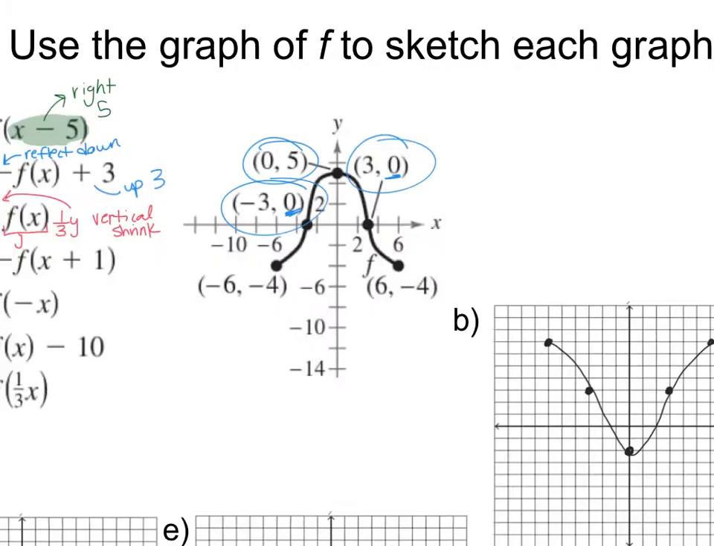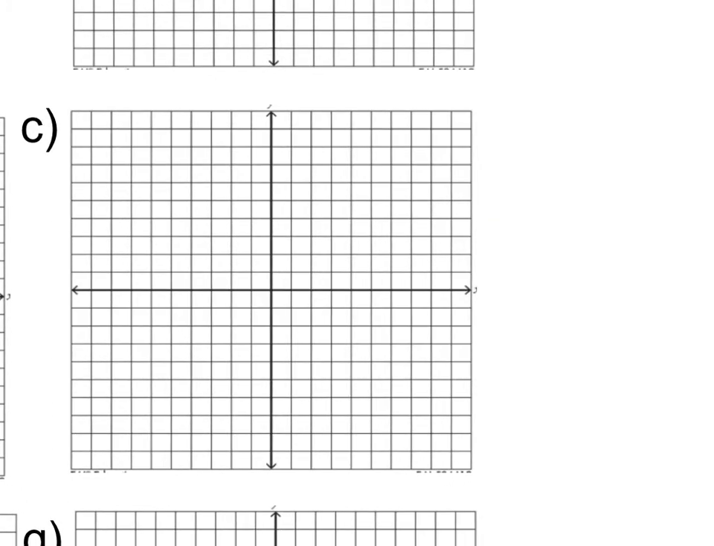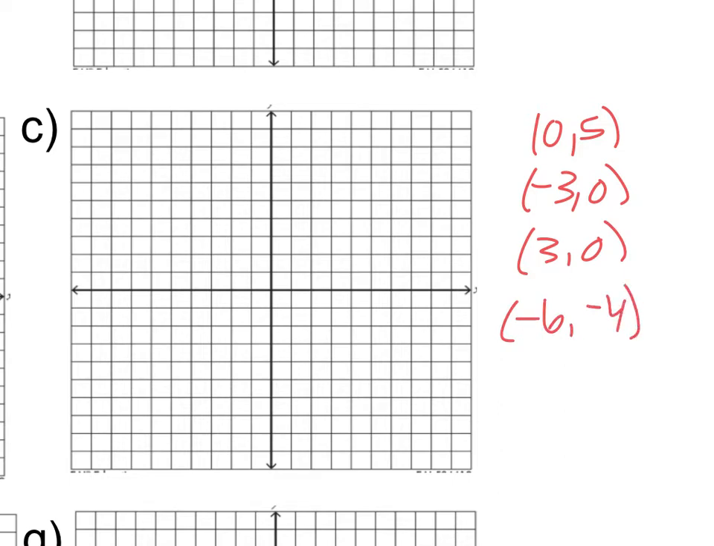So for letter C, our original ordered pairs, I'm going to write them off to the side. So the original ordered pairs were (0, 5), (-3, 0), (3, 0), (-6, -4), and (6, -4). Okay. And then what we're doing now is we're going to take 1/3 times every y value. Our x value stays the same.